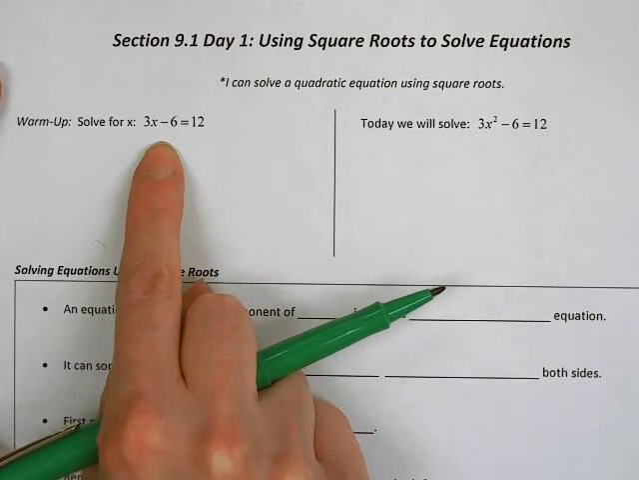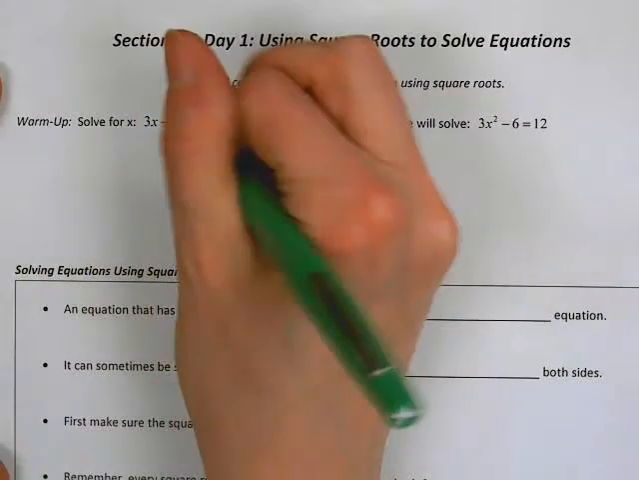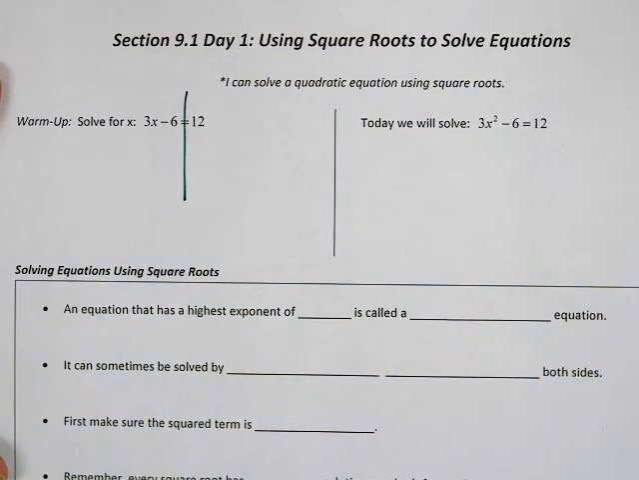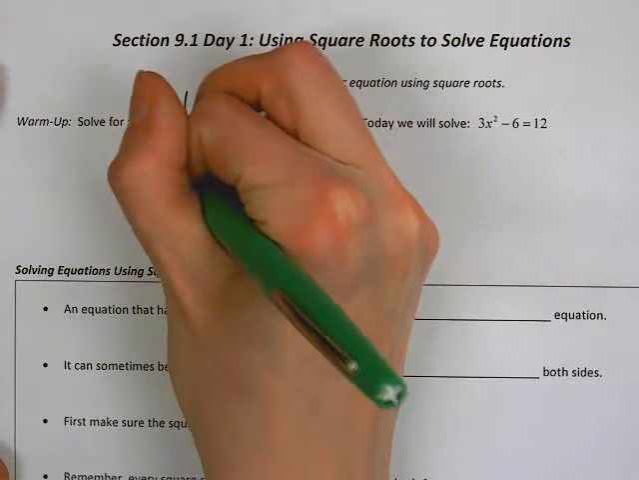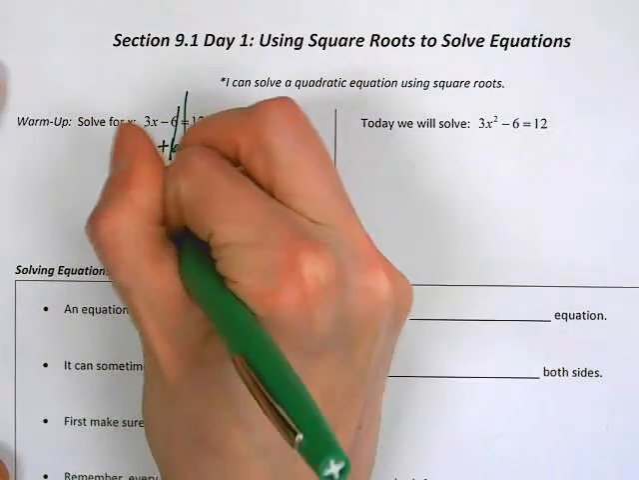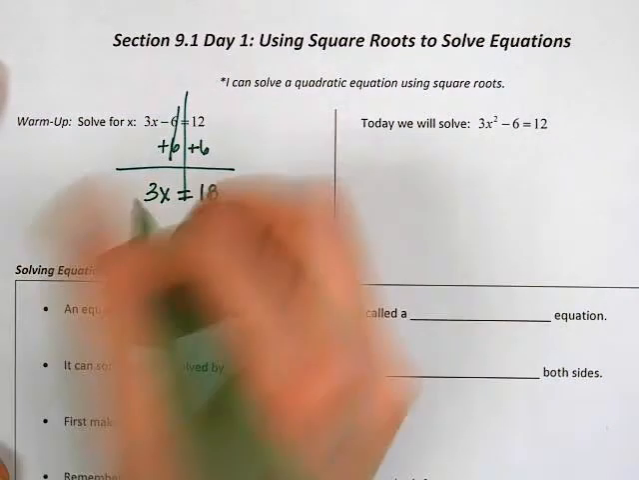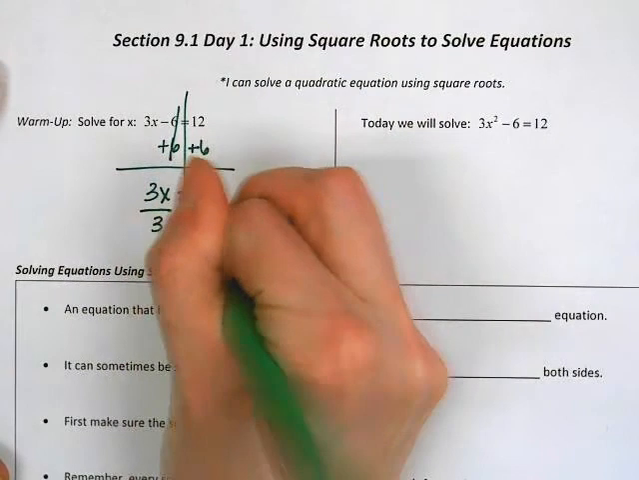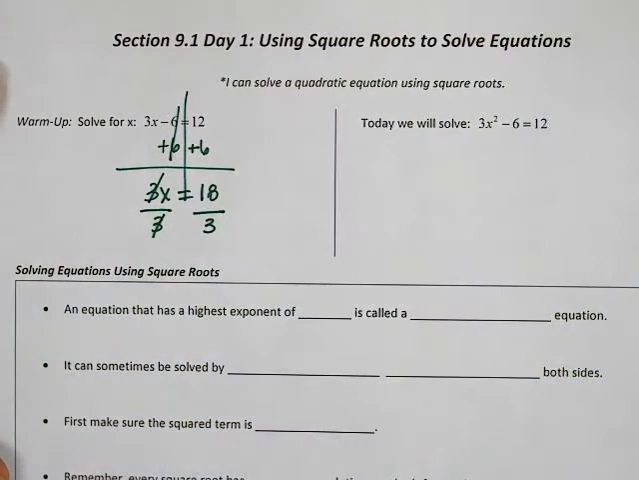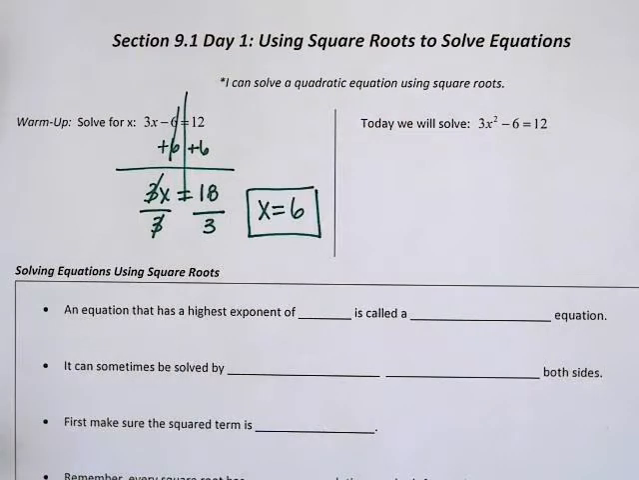Okay, so this is called a linear equation because the exponent's 1. So you guys know how to do this, right? Draw the wall, try to solve for x, get x alone. So I hope you would remember to add 6 to both sides. And then you get 3x equals 18. And then to get x alone, you would divide by 3 on both sides. So x would be 18 divided by 3, which is 6. Okay, so you know how to solve linear equations.